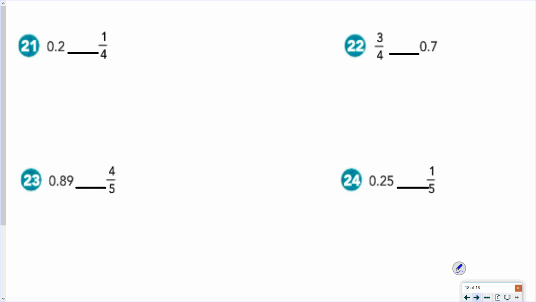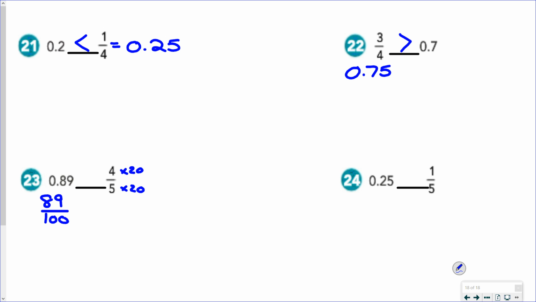For number 21, we're comparing 2/10 to 1/4. Well, we should know that 1/4 is 25 hundredths. 25 hundredths is greater, so 2/10 would be less than 25 hundredths. 3/4 is 75 hundredths. 75 hundredths is greater than 7/10. 0.89 would be 89 hundredths. If we multiply both the numerator and denominator by 20 in 4/5, that would give us 80 hundredths. 89 hundredths is greater than 4/5.